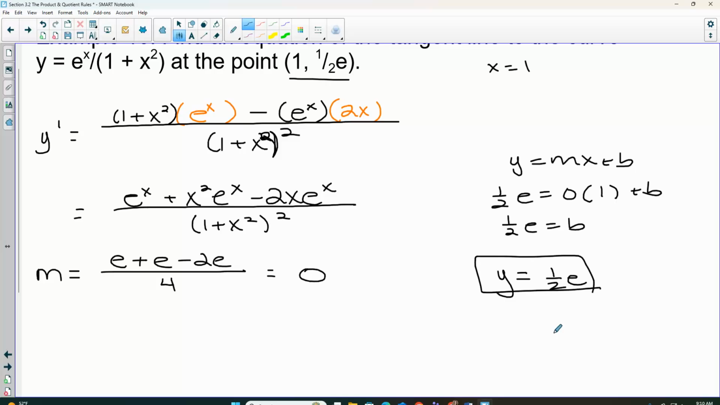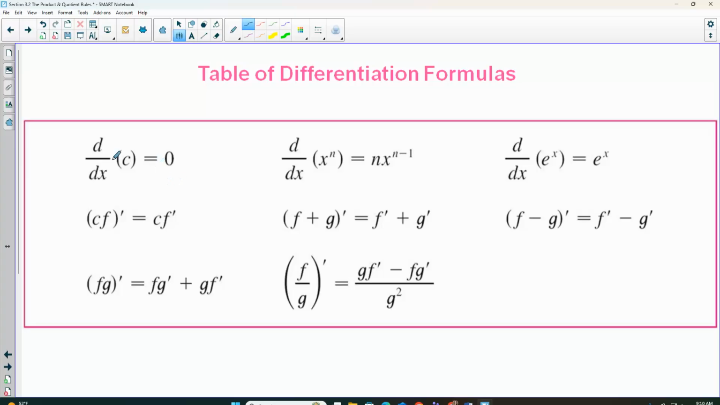The last slide on here is just a summary of everything we found so far. The derivative of a constant is 0. If you have x to the power, the power comes down, subtract 1. Derivative of e to the x is still e to the x. If you have a constant times something, you just keep the constant and do the derivative. If things are added, you do individual derivatives. If they're subtracted, you do individual derivatives, and then our product and quotient rule. So that's everything we've learned about derivatives so far. There is more, but this is everything we have to this point.